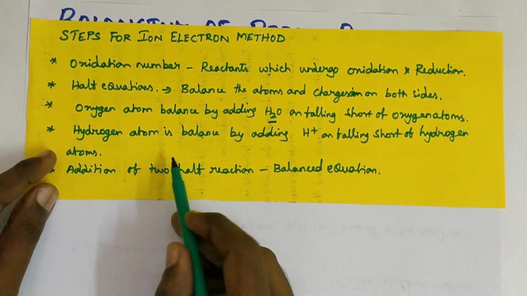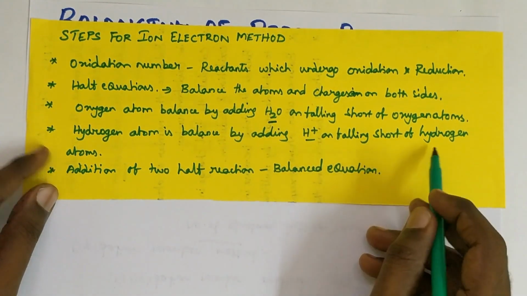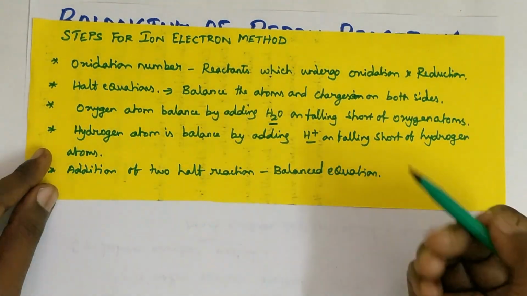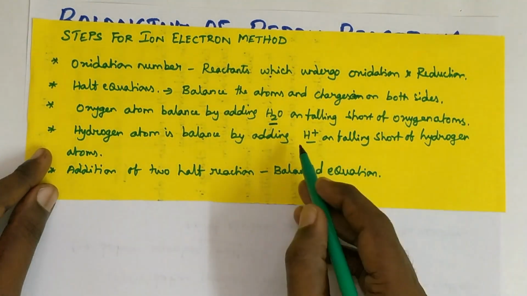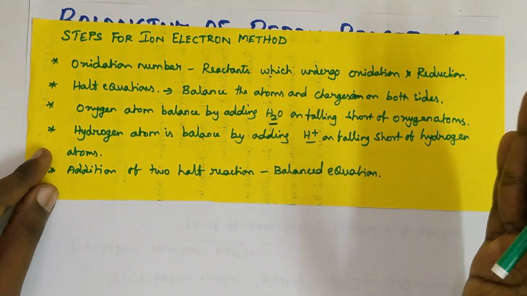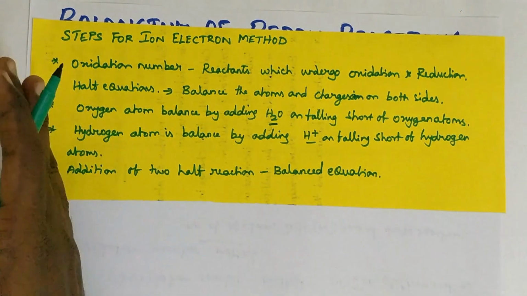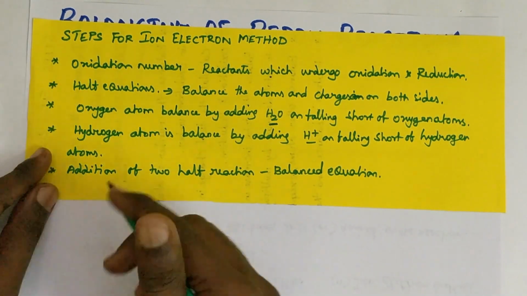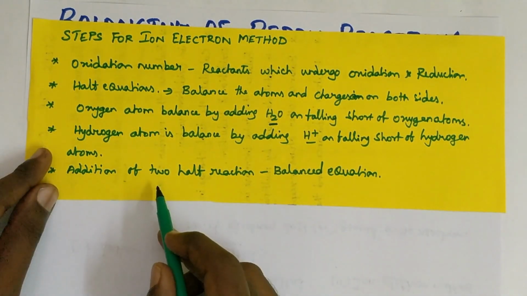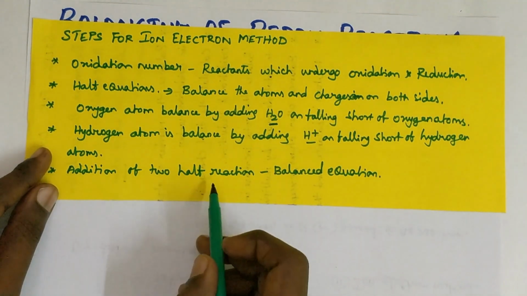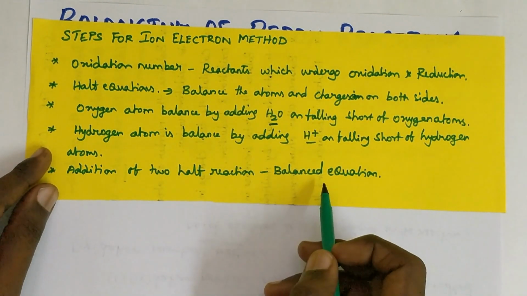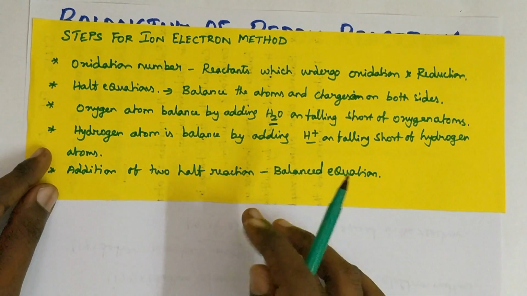The hydrogen atom is balanced by adding H plus on the side falling short of hydrogen atoms. Where the hydrogen shortage is, you have to add H plus. If the hydrogen shortage is on the right hand side, add H plus on the right hand side. If the shortage is on the left hand side, add H plus on the left hand side. And the final step is the addition of the two half reactions, then we get the balanced equation.